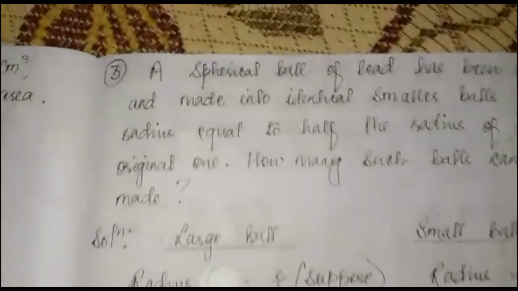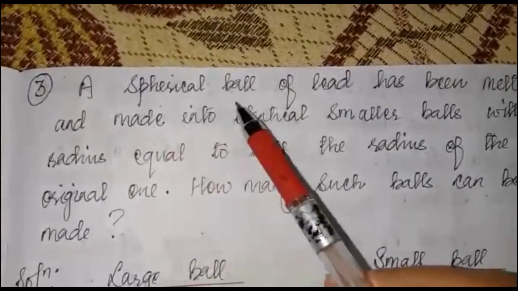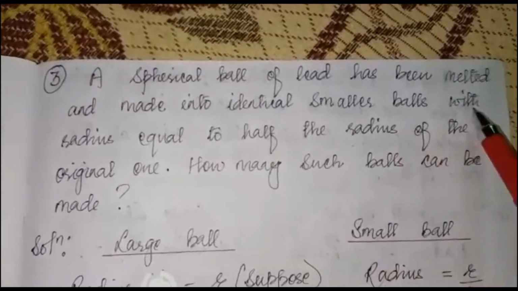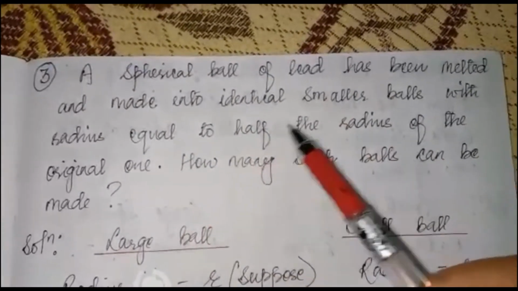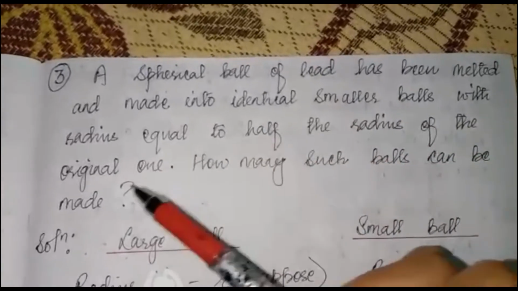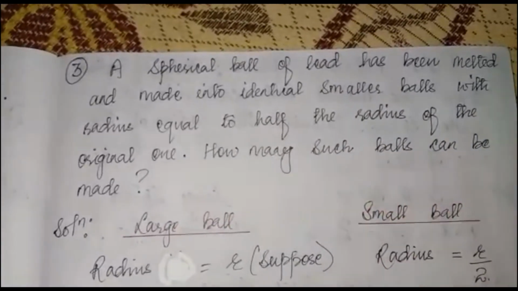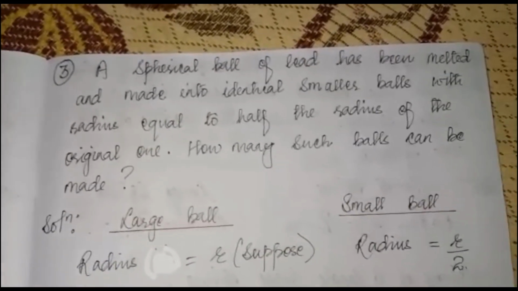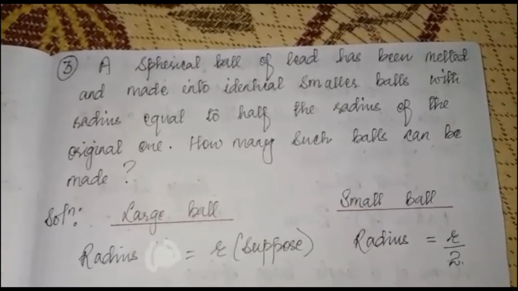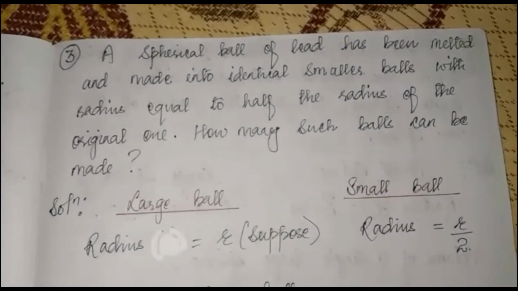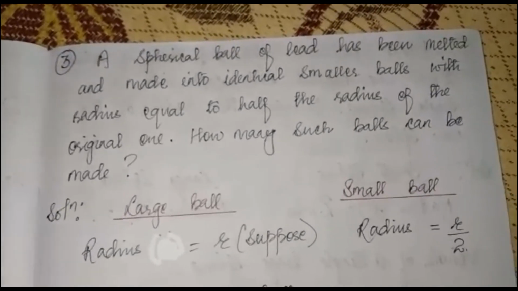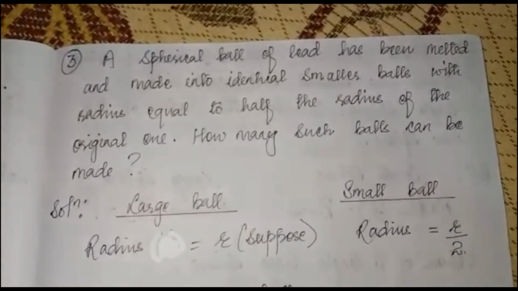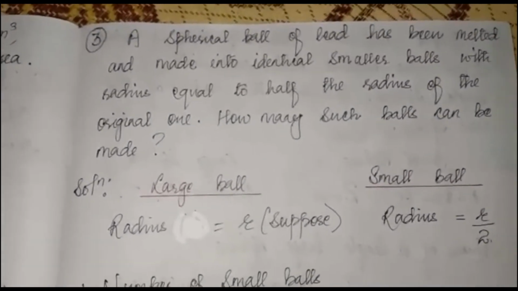Now next, question number 3. A spherical ball of lead has been melted and made into identical smaller balls with radius equal to half the radius of the original one. How many such balls can be made? Now you imagine one spherical ball made up of lead. Now you have to melt that sphere and convert into smaller spheres whose radius is half of that old sphere. How many spheres can be formed? That is your question.